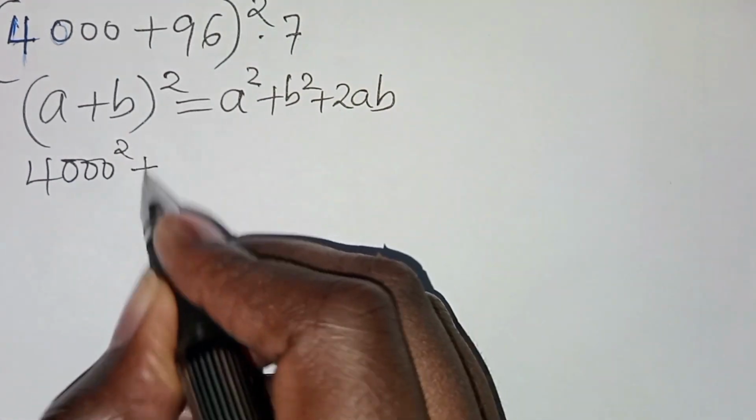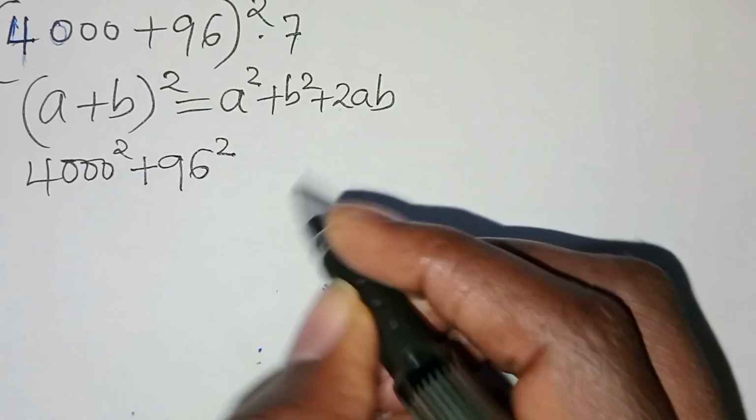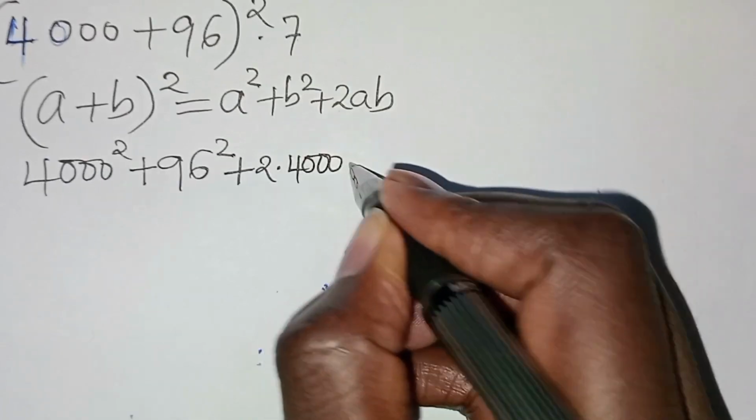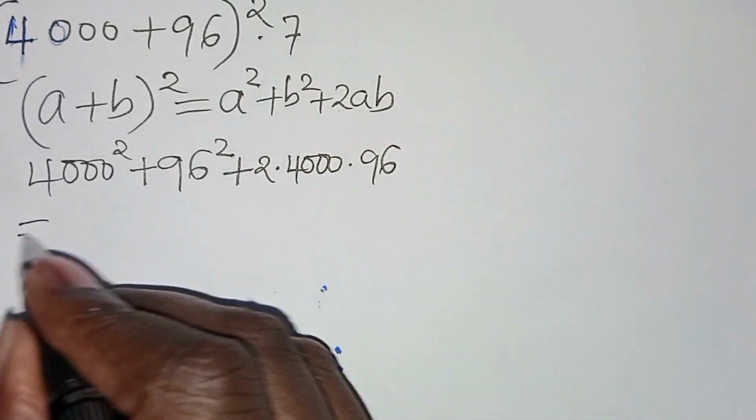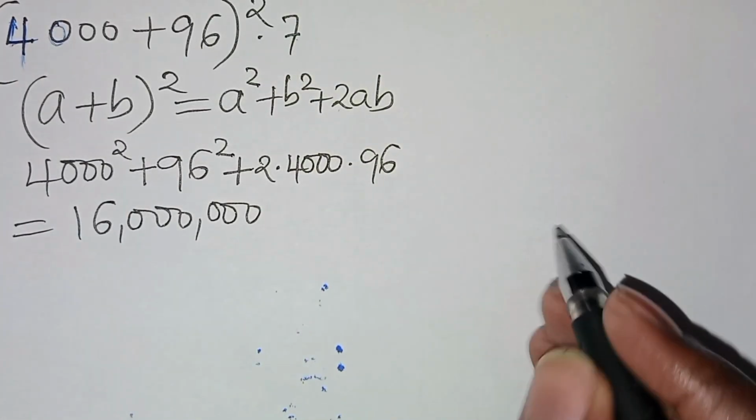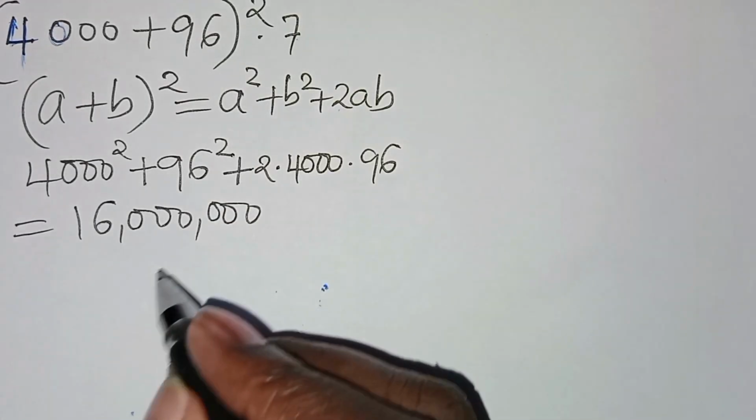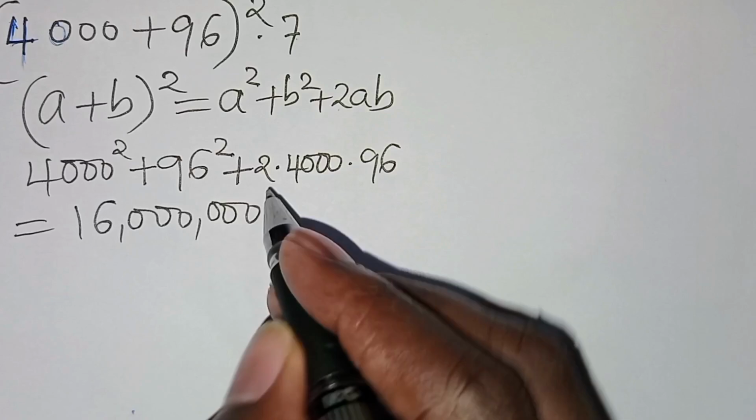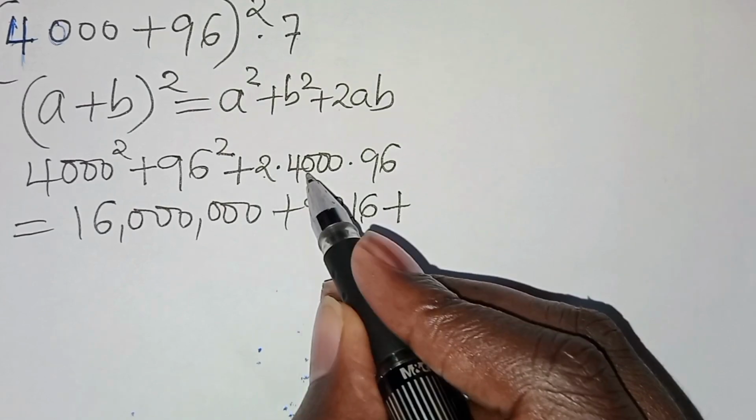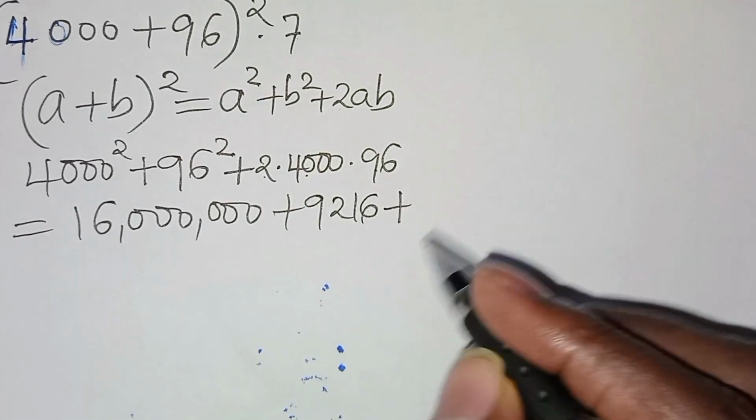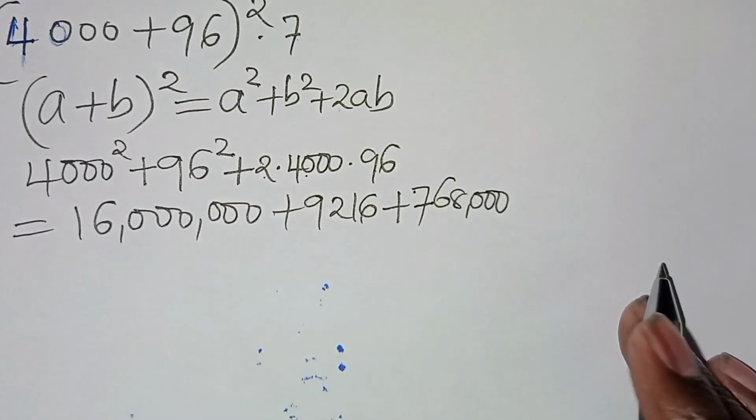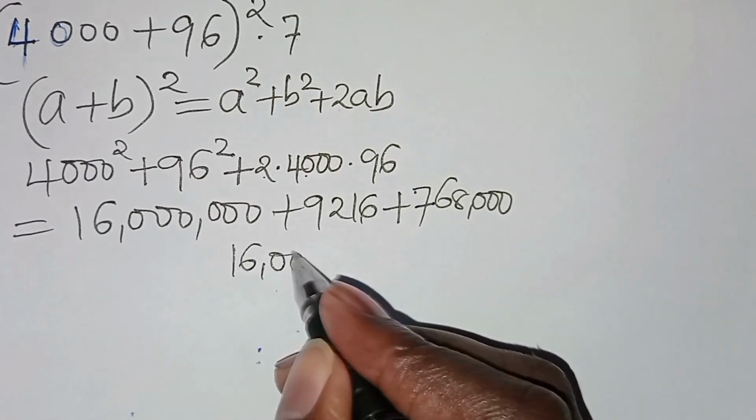4000 squared plus 96 squared plus 2 multiplied by 4,000 multiplied by 96. So here we'll have 16,000. Okay. Then we have 96 squared, which is essentially equal to 9216, then plus 2 times 4,000, which is 8,000, times 96, which is 768,000. Now from what we have here, this is 16 million.